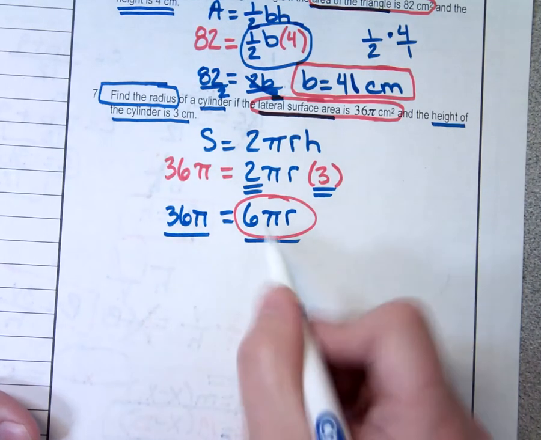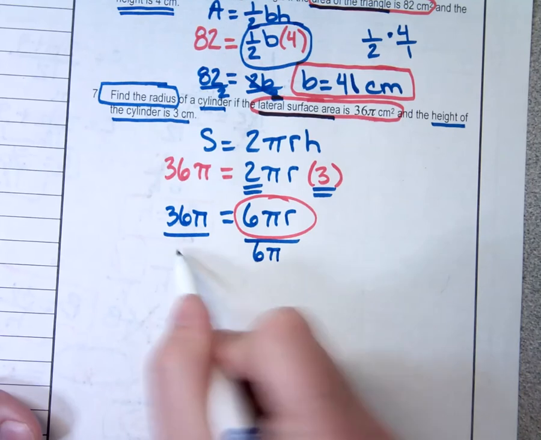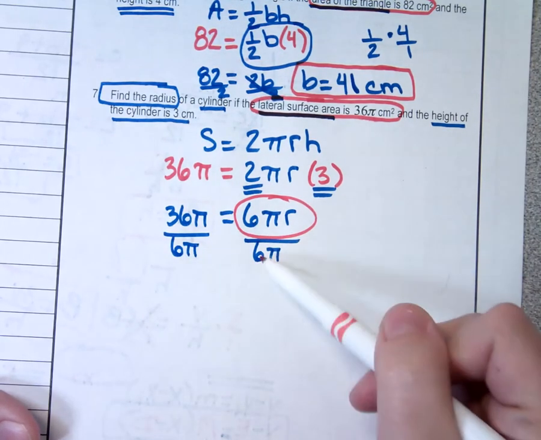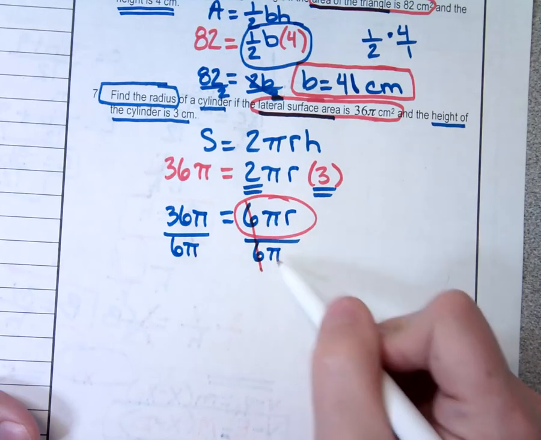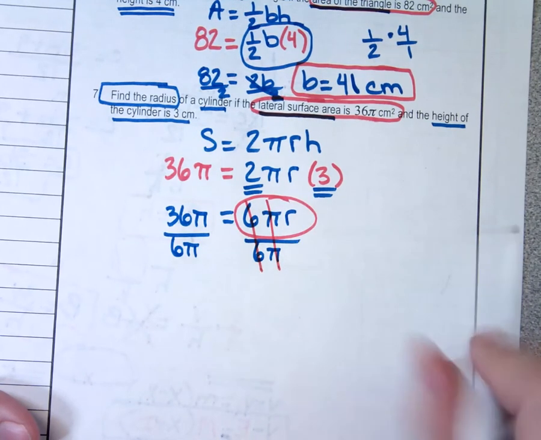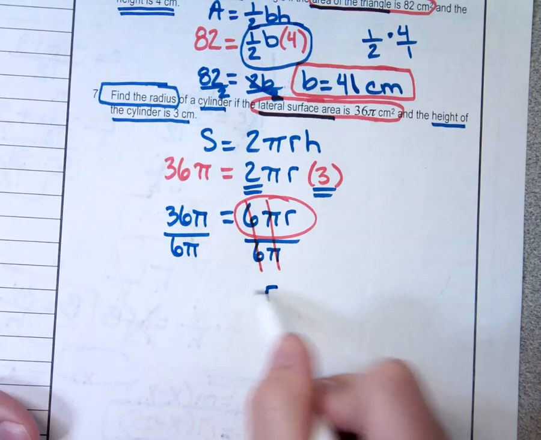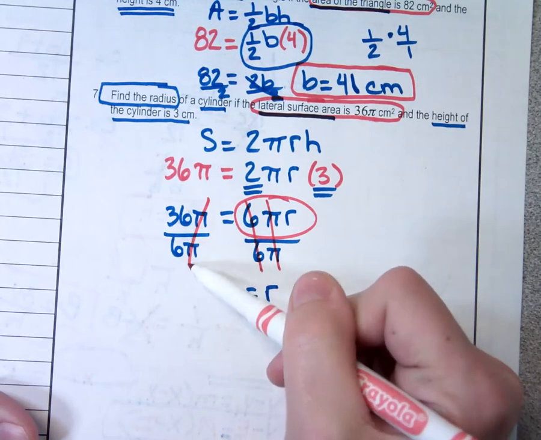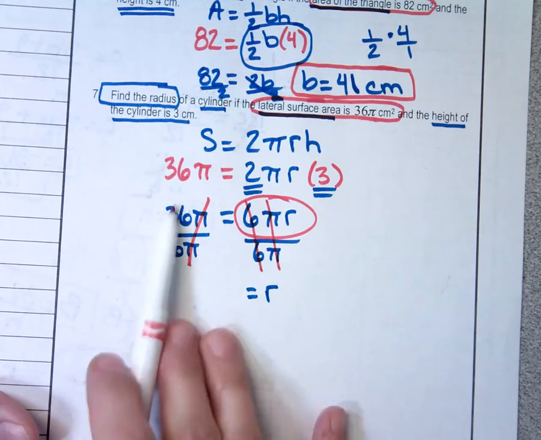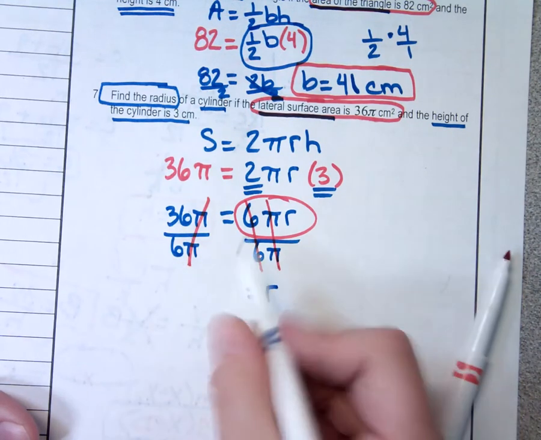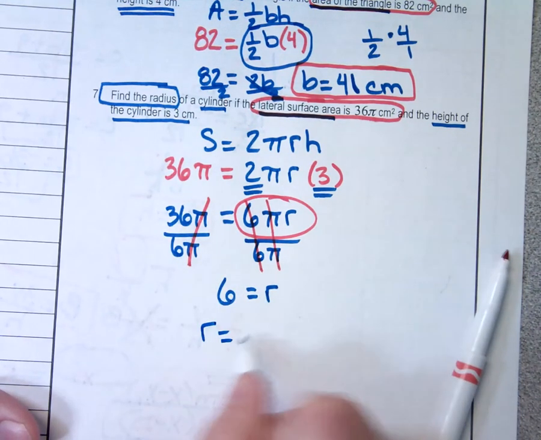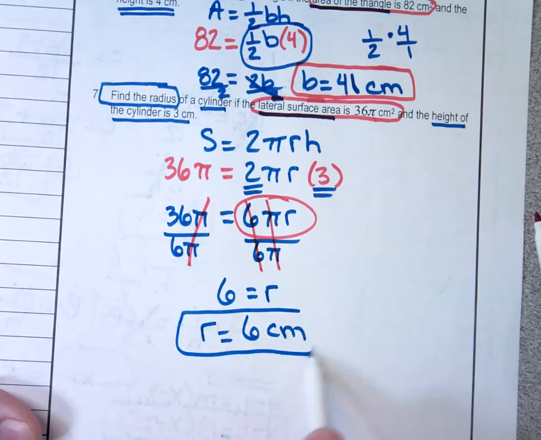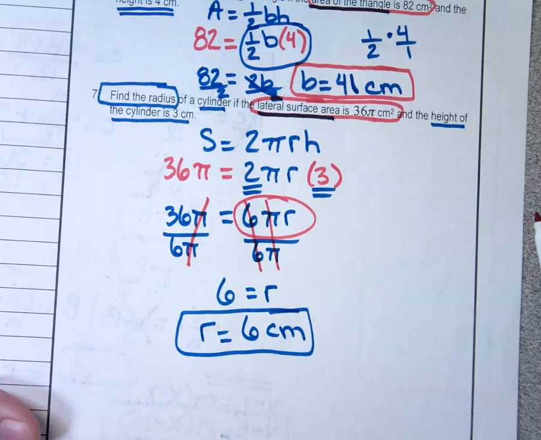I actually can divide by both things at the same time. So I'm going to divide by 6 pi to both sides. 6 divided by 6 is 1. Pi divided by pi is 1. All I'm left with is r. On this side, pi divided by pi is 1. And 36 divided by 6 makes 6. So the radius is 6 centimeters. And there it is. Not too bad.